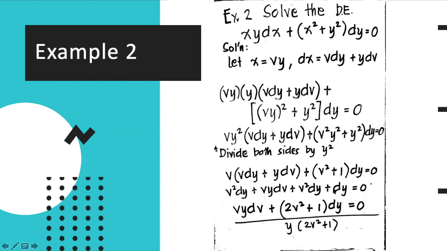We combine, actually, and then we factor out dy, and then you copy this part. Okay, naintindihan niyo ba? Ito na. So v squared dy plus v squared dy is 2v squared dy. dy times 1 is dy. Okay? So separable na yung DE natin.